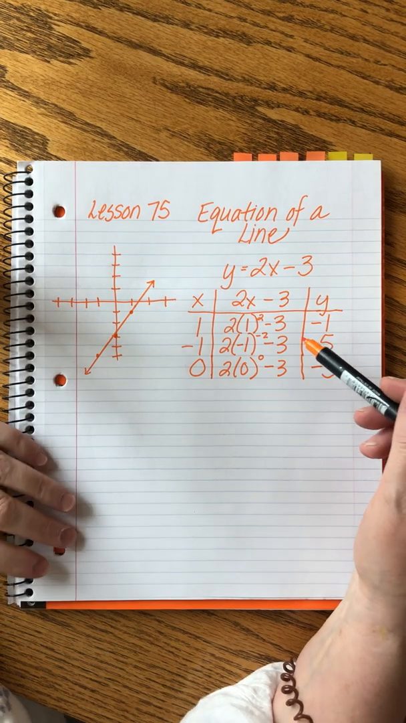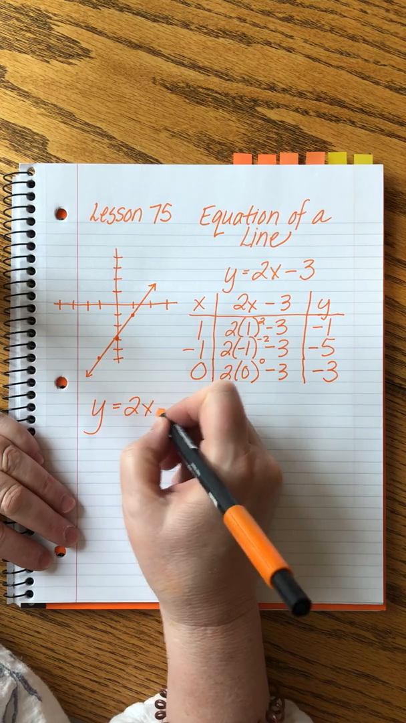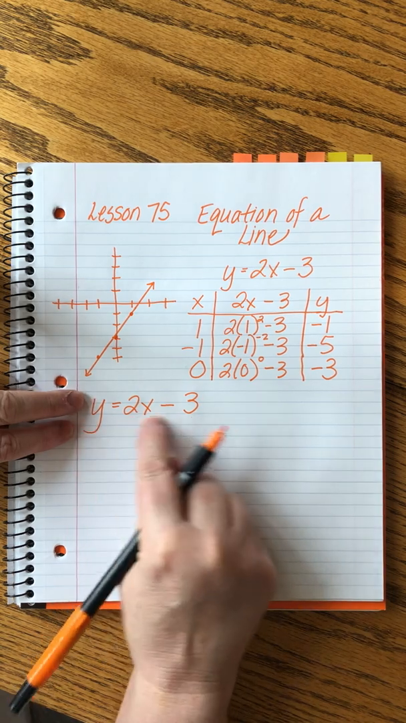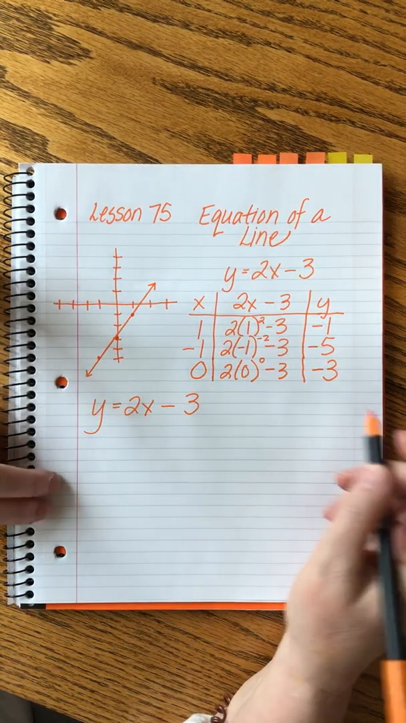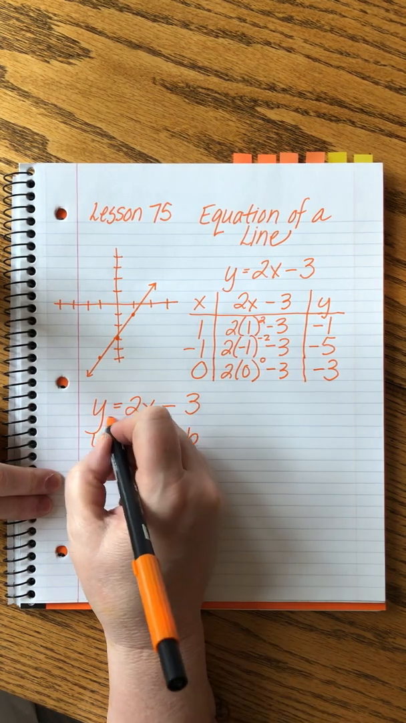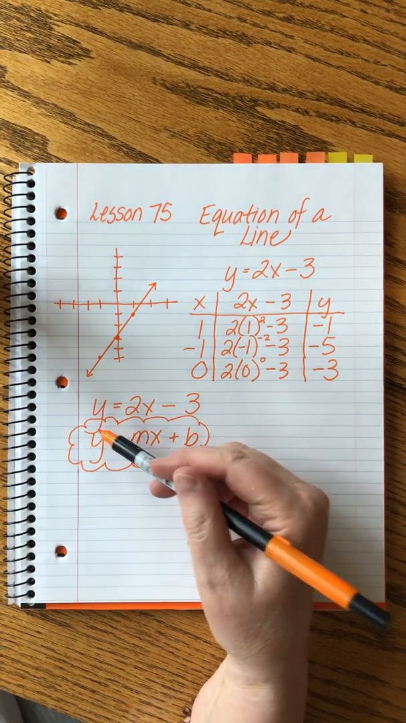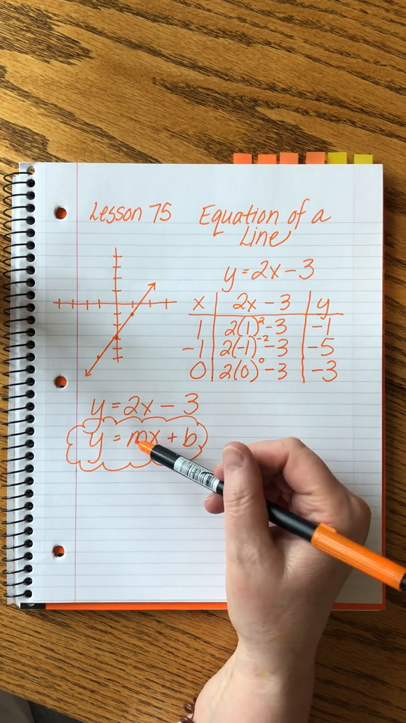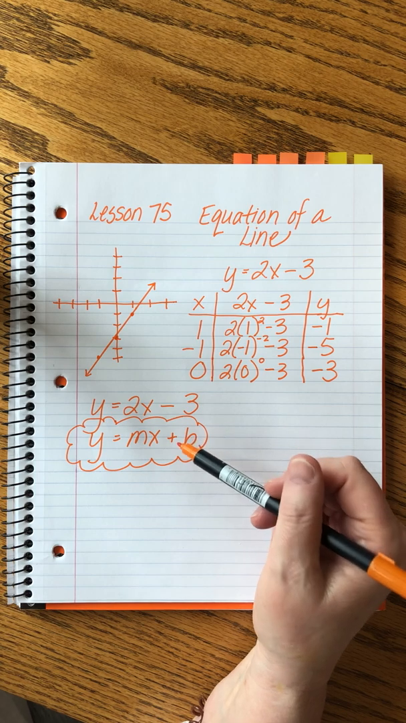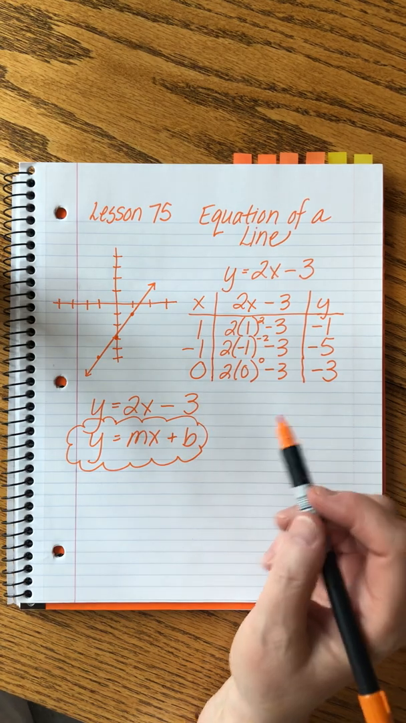And the answer is yes. If we look, I'm going to copy this again, y equals 2x minus 3. We'll see that this equation of a line fits a pattern. The pattern we call y equals mx plus b. And we notice it's y by itself, some number multiplied by our x, plus or minus another number. We use this pattern to graph, and it's way easier. But we have to break the code first.